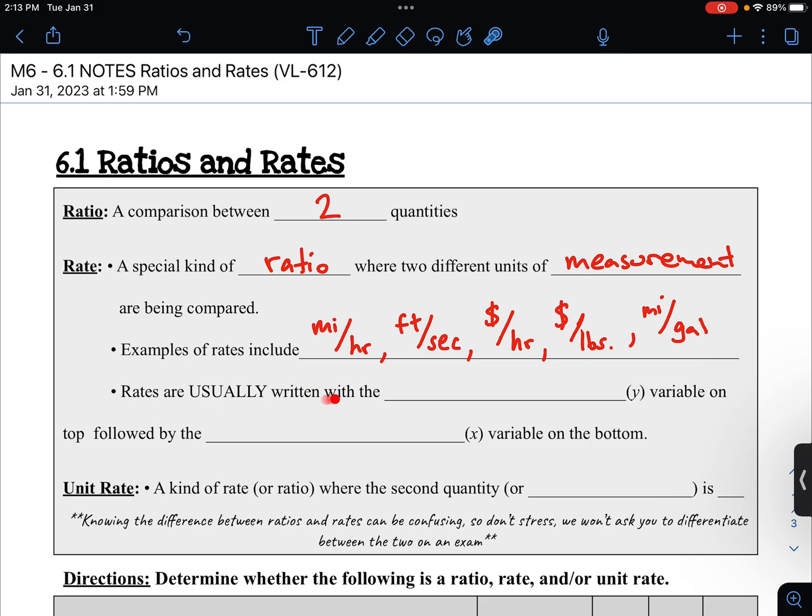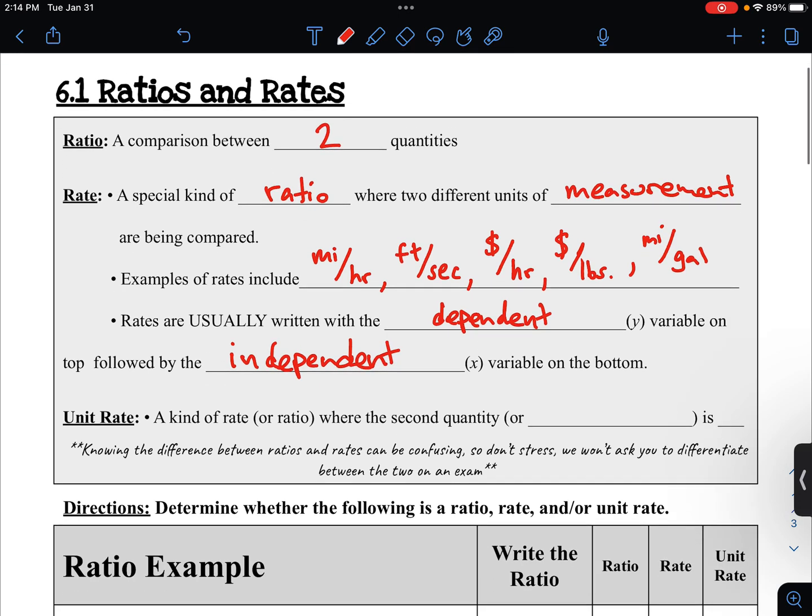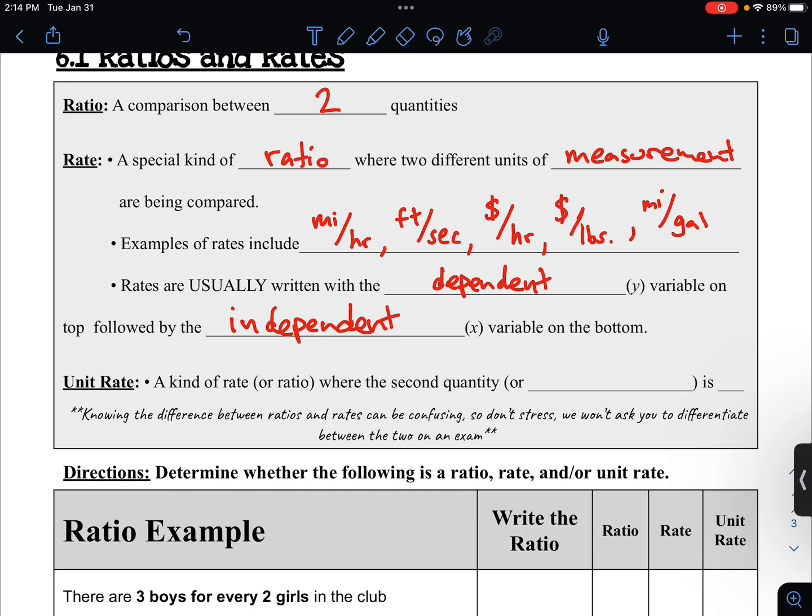Rates are usually written with the y variable, the dependent variable, on the top, followed by the independent variable, x, on the bottom. And finally, our last term is unit rate. A unit rate is a kind of rate or ratio where the second quantity, or denominator, is 1.